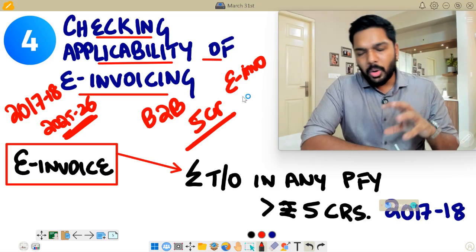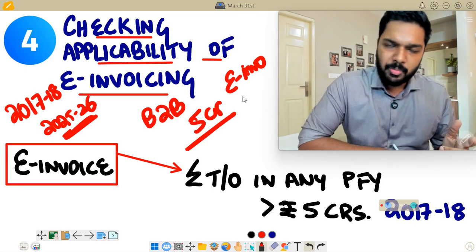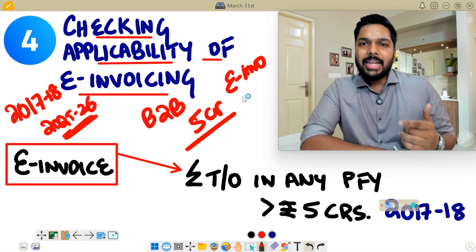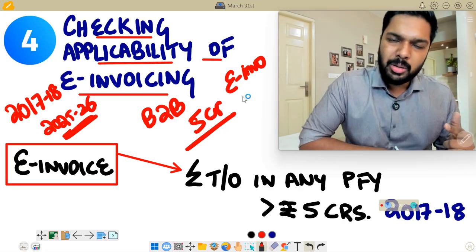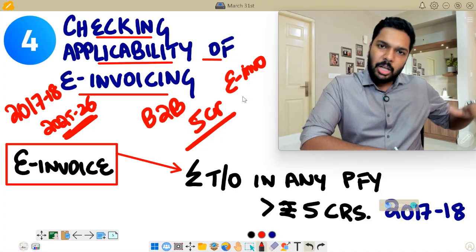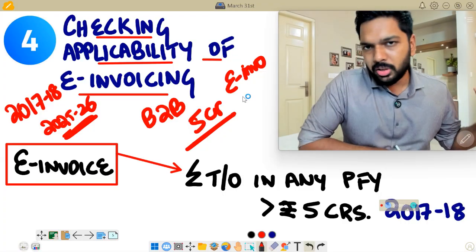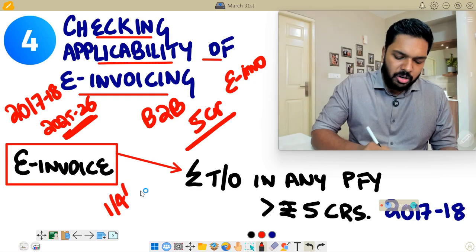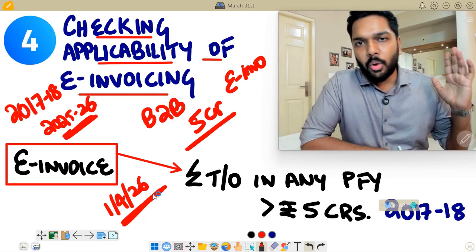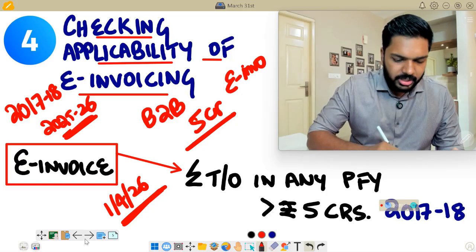So this is one check that you need to do before 31st March 26. You need to take up your sales for 25-26 and see whether you have crossed the threshold limit of 5 crores. If in any of the preceding financial years you have crossed it, then starting from 1st April 2026, all your GST sales will be through the e-invoicing module. This is the fourth one.